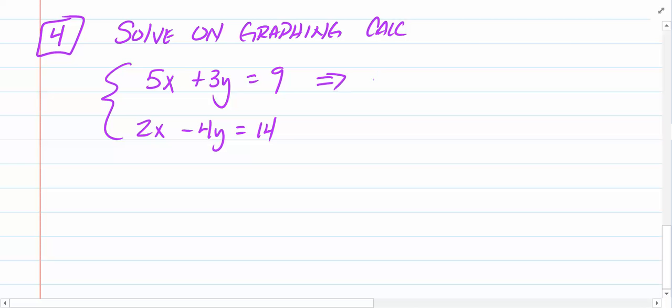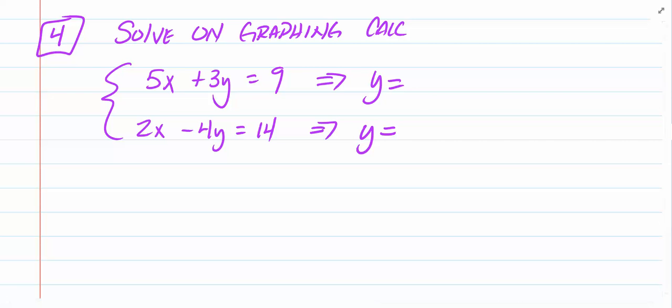In order to solve it on the graphing calculator, I need to isolate y. So right now in your table groups, could you please isolate y for me in both the top and bottom equation? All right, Bobby, could you give us the first one, please? 9 minus 5x over 3. Is that right? Yeah, we take that, right? Okay, good. Can someone give me the second one?